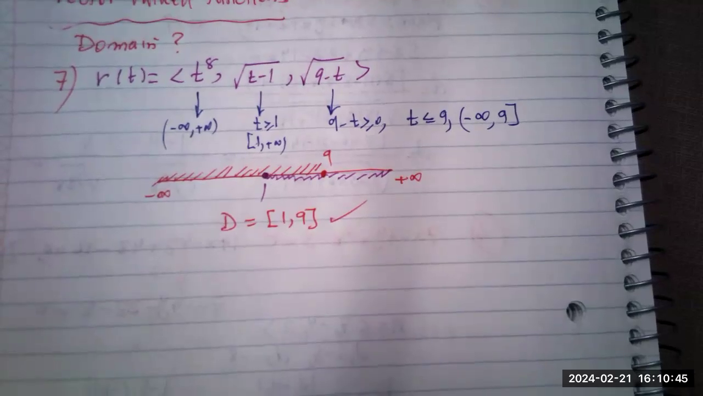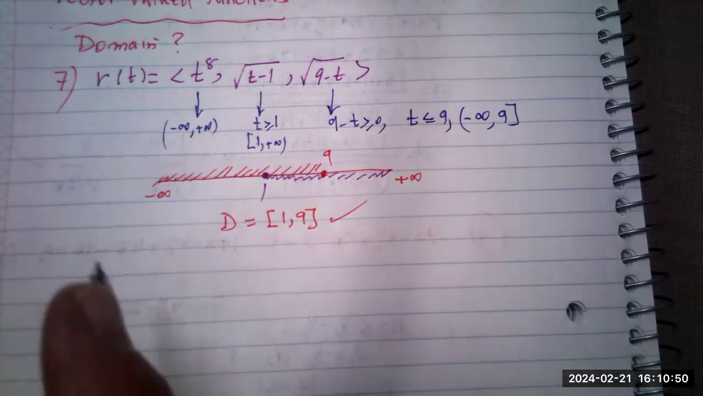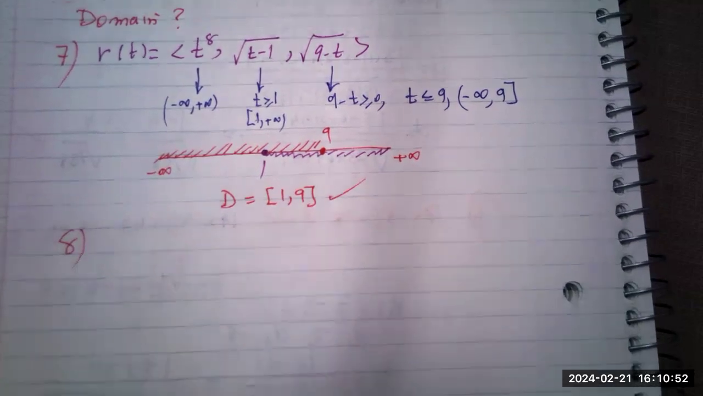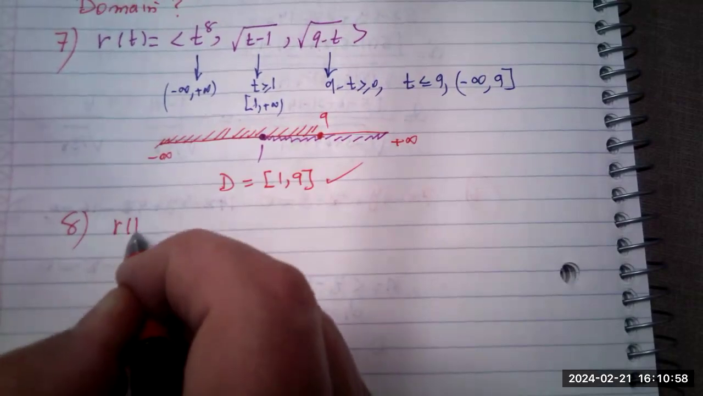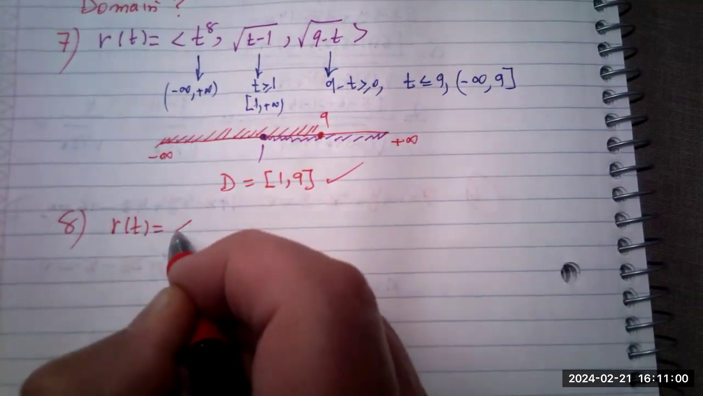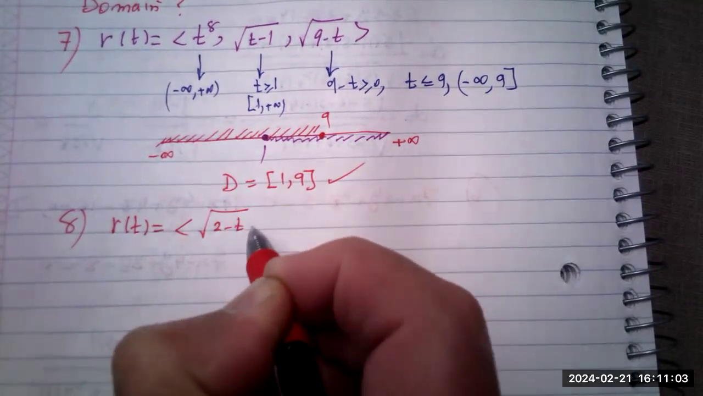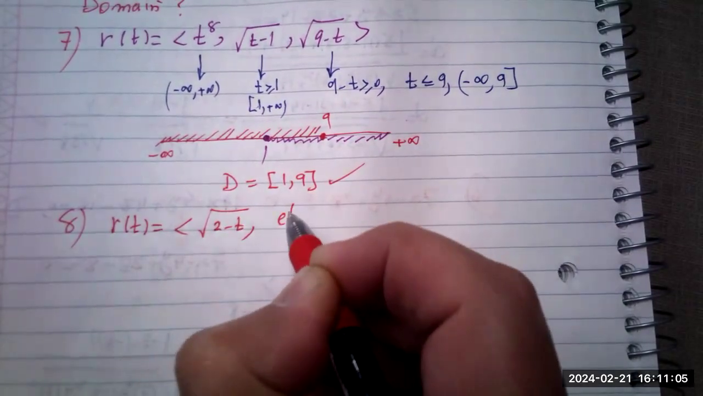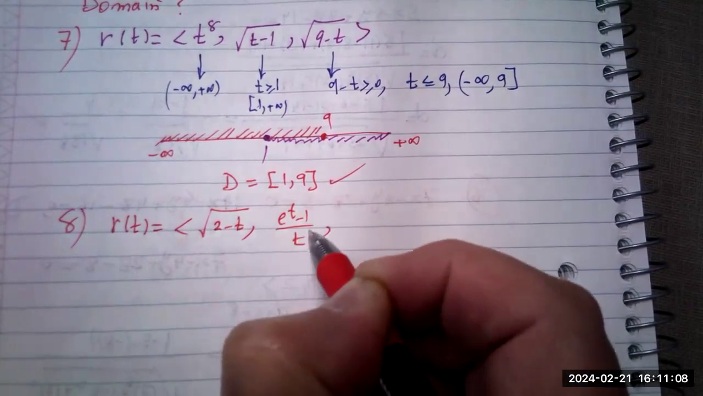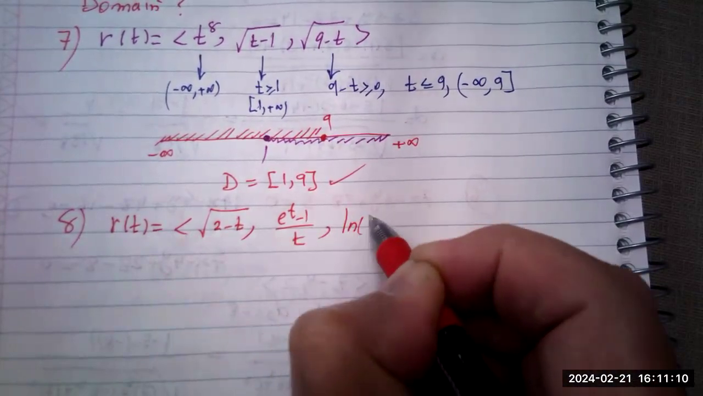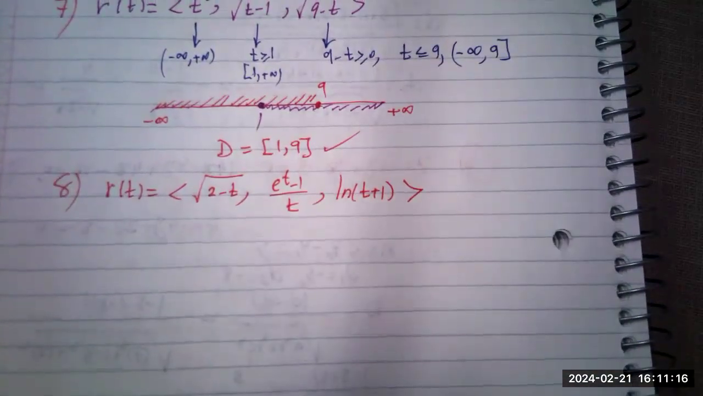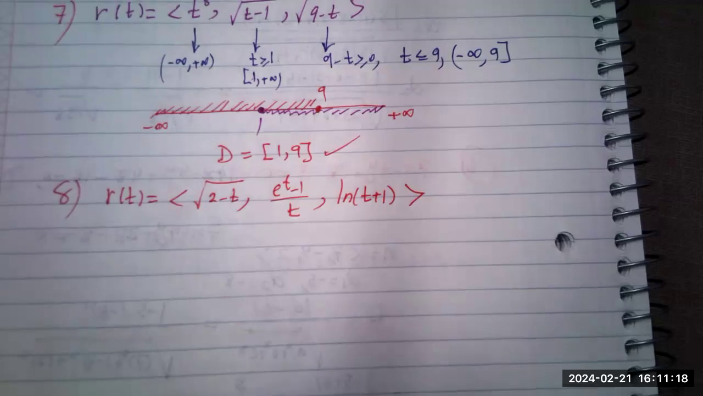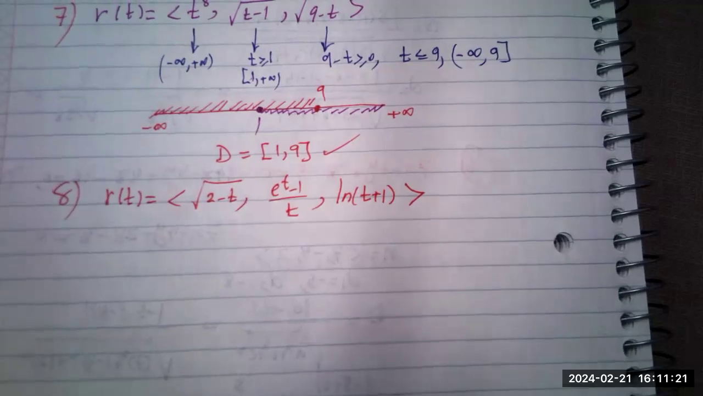Give you one. You have another one in number 8. They ask for some other things, but they ask the domain first. Number 8, the function is this one: R of t equals the square root of 2 minus t, the second part, e to the t minus 1 over t, and the last part is ln of t plus 1. Two vectors. Check each section one by one.